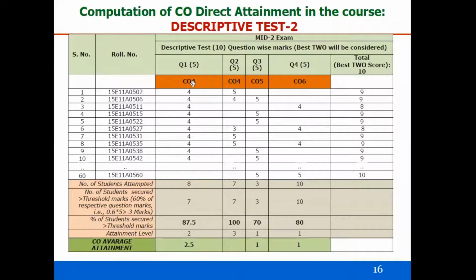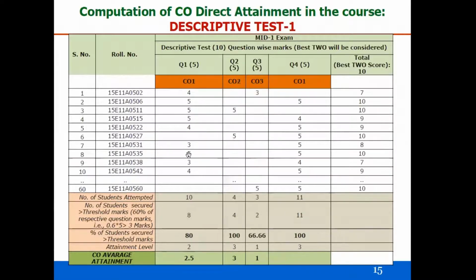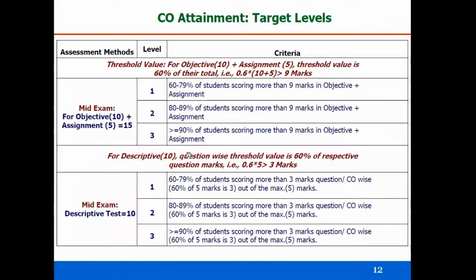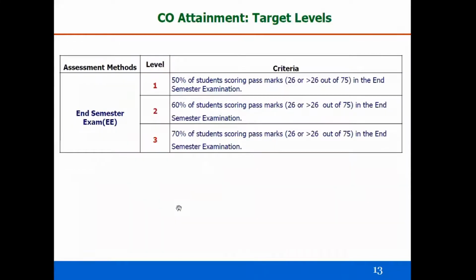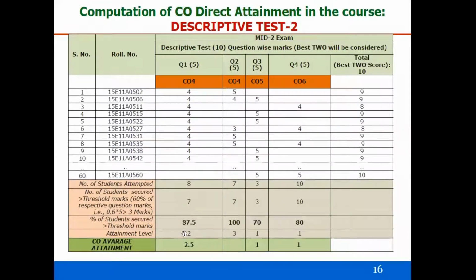Now here you can see question 1 we have calculated out of the 10 records, total students attempted question 1 is 8. Then number of students secured greater than 3, 7. Then 7 by 8 into 100, you will get 87.5. Now 87.5 comes under which level? You can go back and check the descriptive attainment levels. So 87 comes under in between 80 to 89. So that is level 2. So now here we have taken level 2.